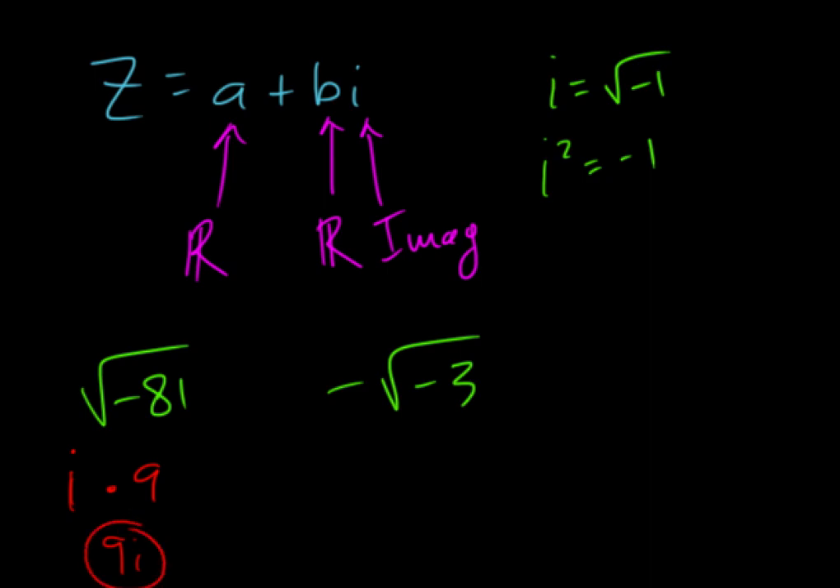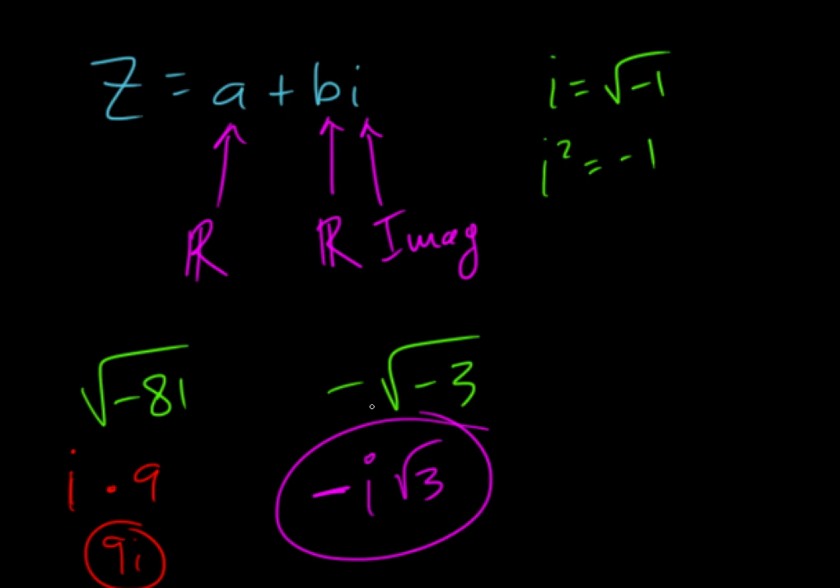Now for this next one, this negative on the outside stays negative. This negative on the inside becomes an i, and then we still just have the square root of 3. So it's going to be -i square root of 3 for that answer.